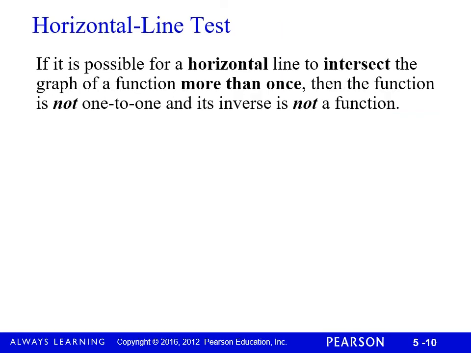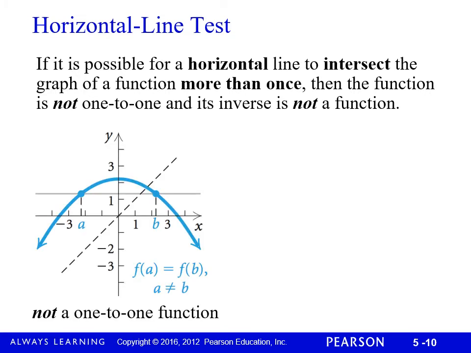When we were testing functions, we used something called the vertical line test to see if a graph was a function. Well, there's a horizontal line test to see if a function is a one-to-one function. If it is possible for a horizontal line to intersect the graph of a function more than once, then the function is not one-to-one and its inverse is not a function. So we do the vertical line test first to see if we have a function. We do the horizontal line test to see if we have a one-to-one function.